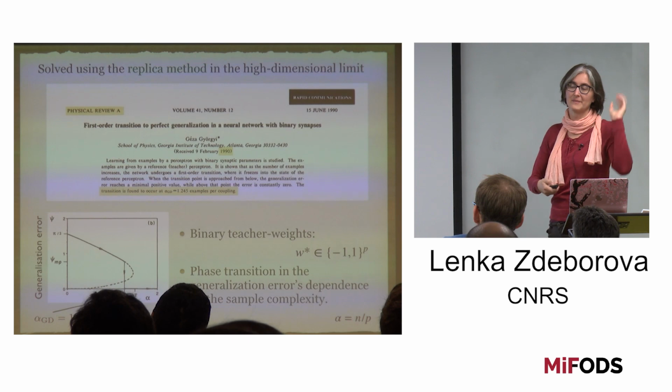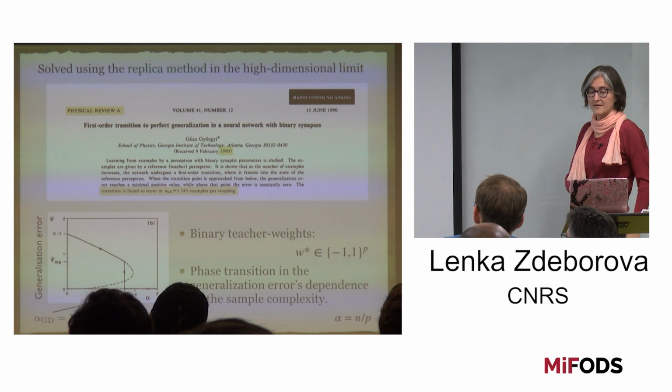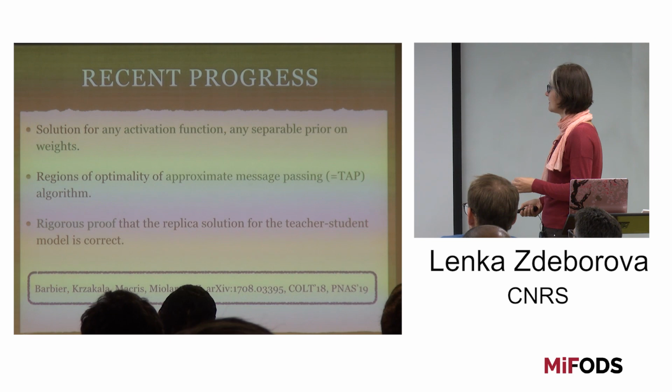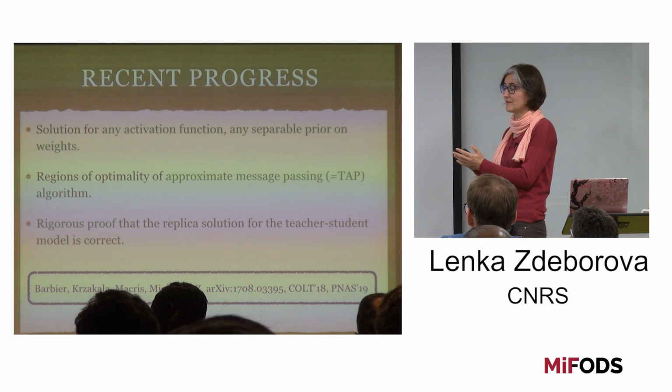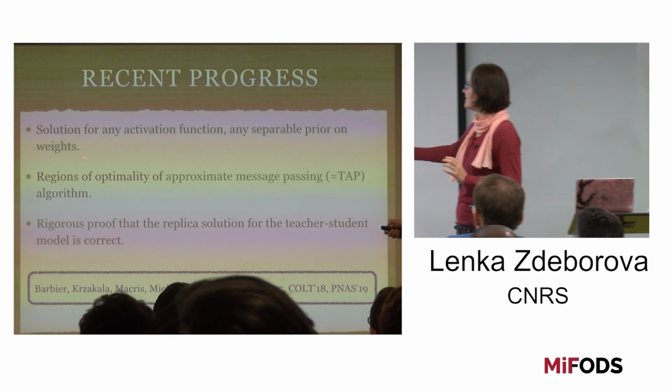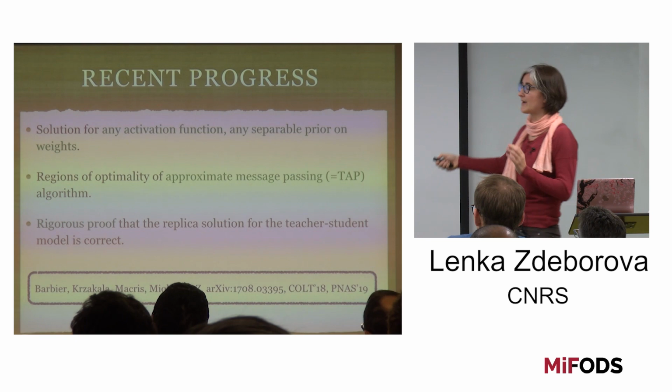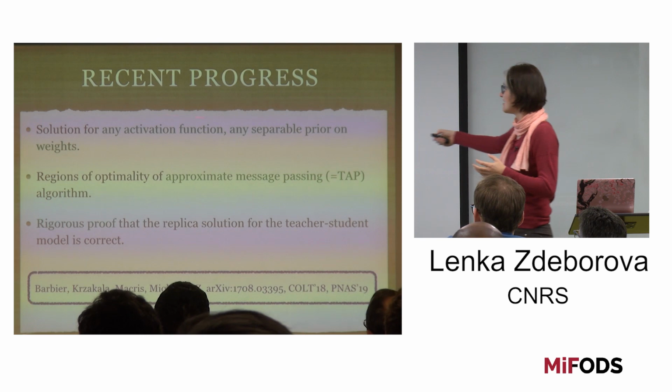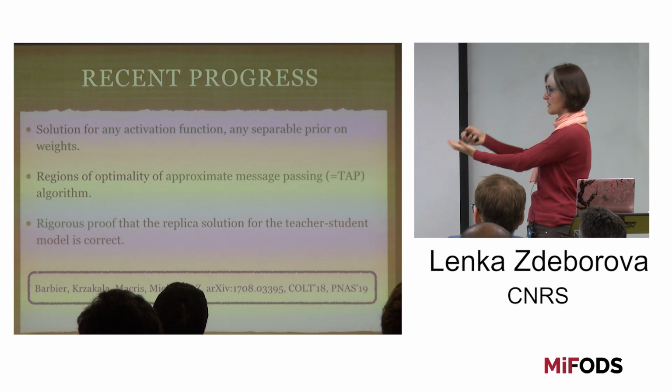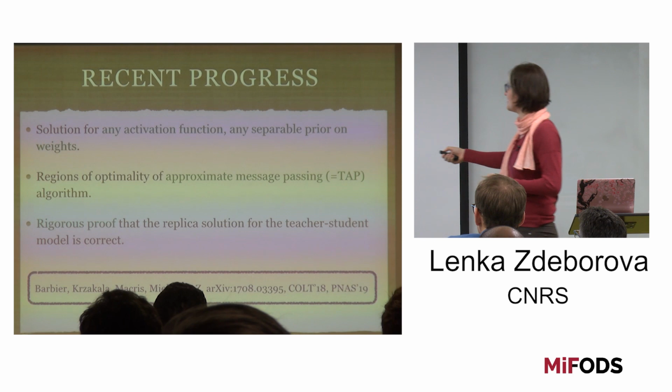It's some integral of an error function equal to something, and nothing super complicated. So jumping forward up to last year or the year before that, where are we today in terms of solving this simple neural network teacher-student model with no hidden units? In three points: first of all, we can get the solution for any activation function and any separable prior on the teacher weights, so not only binary or Gaussian, but anything. There is just one formula where the activation function and the prior appear in the form of a special function. So this is nice. We don't have to write a new paper and repeat the calculation every time.